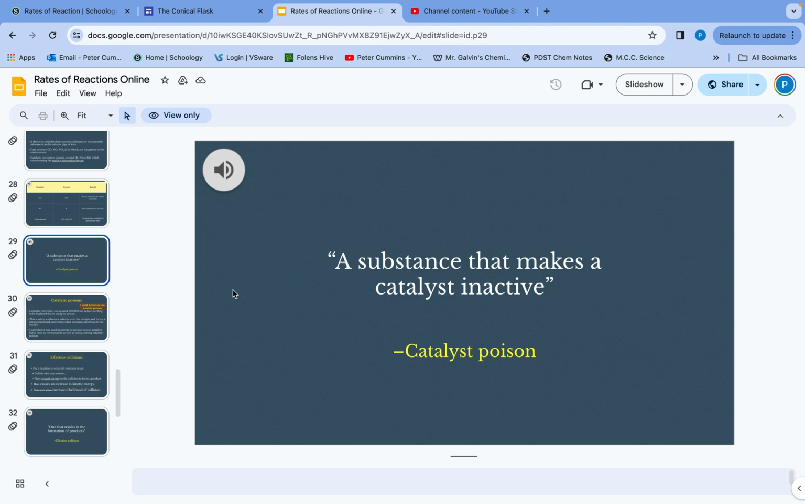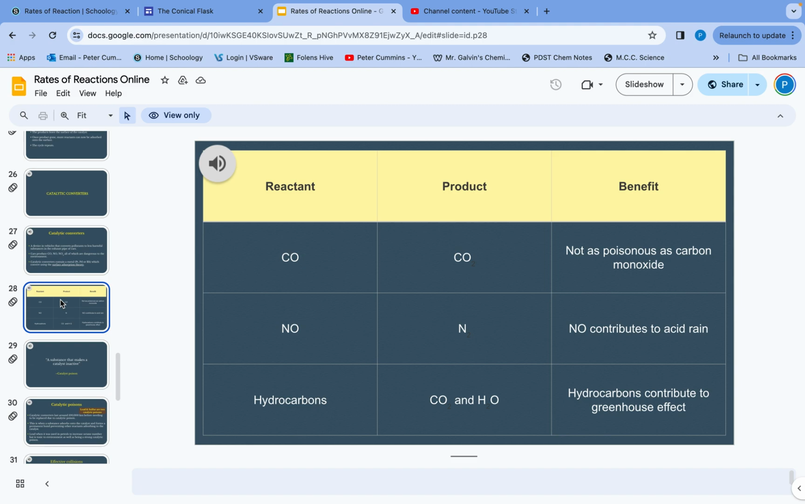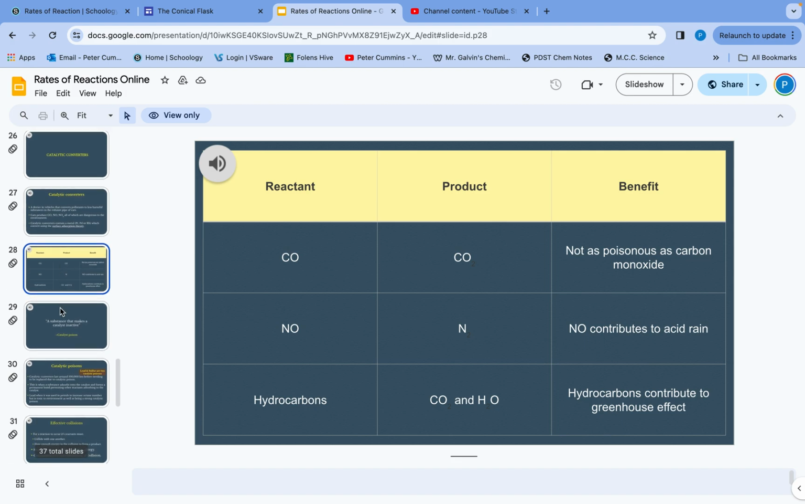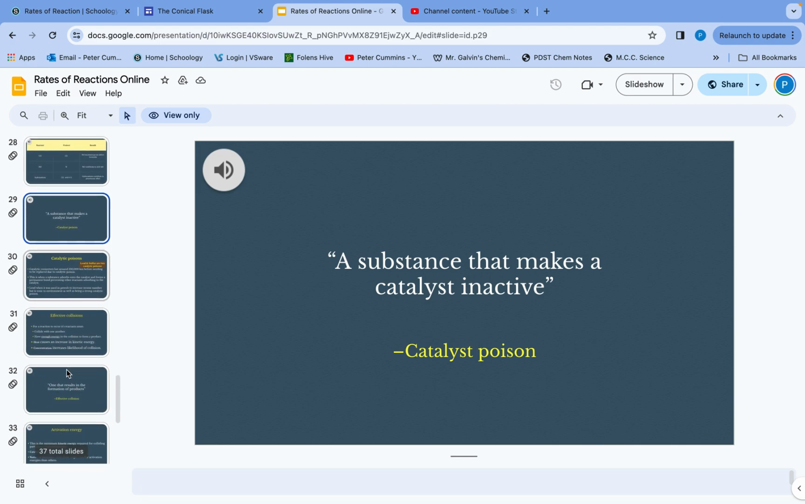Notes wise, we were down around here. We were looking at catalytic converters, and we spoke about how they get whipped out of cars and so on, and what they do to turn really bad gases into gases that aren't that bad, and how you break a catalyst, very similar to biology with an inhibitor, something that breaks a catalyst. And what I want you to do basically is finish these notes. I'll show you where they are in a second, and there's only a small bit left.